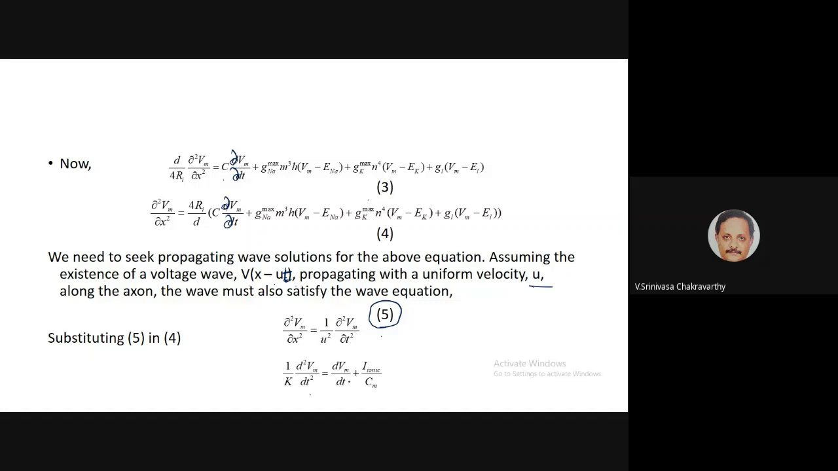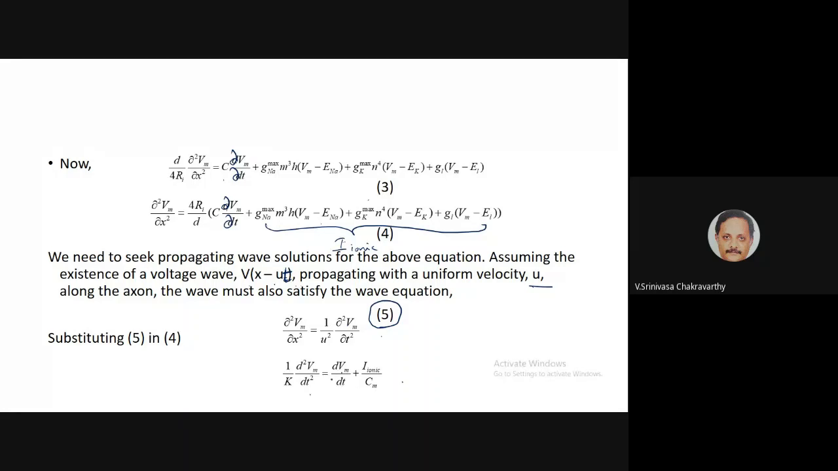Now this dv by dt term comes from the ∂v by ∂t term, which is the capacitive part of the capacitive current. The second term, I ionic by Cm, is basically the sum of all the ionic currents. Right, this whole thing is I ionic. So you can easily verify that equation 4 after the substitution of equation 5 will be of this form.